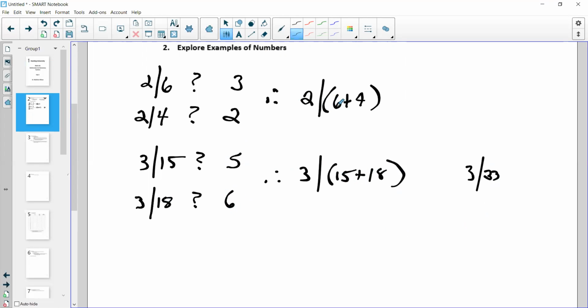Back to the first one. 6 plus 4 is 10. 2 will divide 10, and the result is 5. We'll look at your factors here. 2 plus 3, they would equal 5. So let's look at one more.